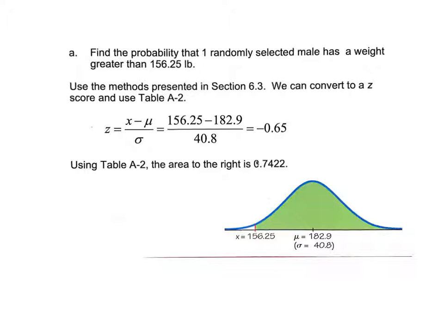Okay, part A. Find the probability that the selected male has a weight greater than 156.25. So I'm going to do what we always do. All right, I found the z-score. There's your z-score right there. Drew the little graph down here. It looks just like that. So I need the probability of all that area in there.